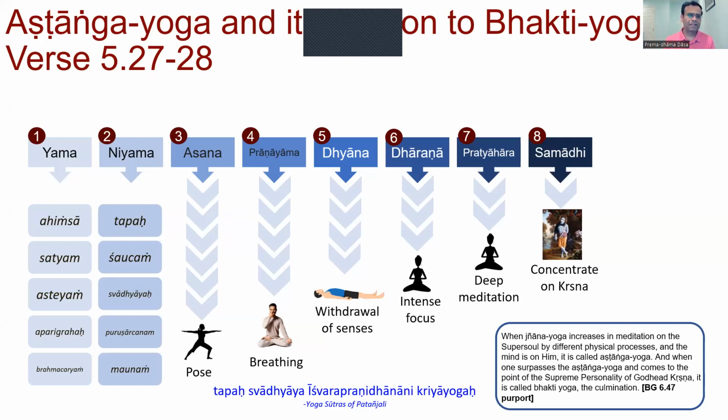Shaucham doesn't necessarily mean externally cleaning. Shaucham also means cleaning up your heart and mind. Swadhyay, reading, and then Purusharchanam, focusing our mind on the Purusha, Krishna. And Maunam, silence. Prabhupada explains silence in the 13th chapter of Bhagavad Gita. He says that silence doesn't mean we don't speak. Silence means we don't speak nonsense. That's what Maunam means. So all these are internally focused. That's the difference between the two.